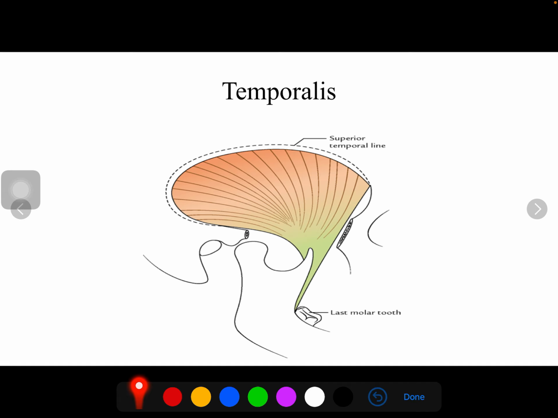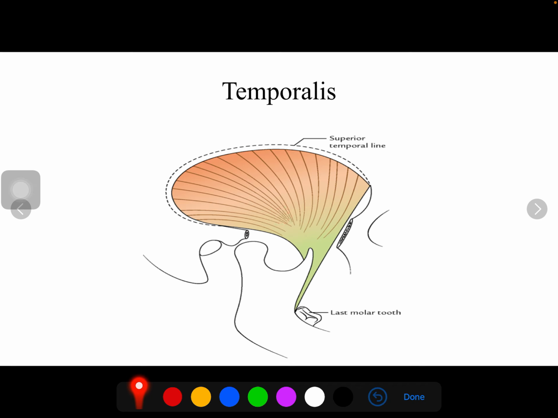The next one is the direction of the muscle fibers of temporalis. The first one is the anterior fibers, which run vertically downward to converge in the tendon. The second one is the middle fibers, which run obliquely to converge in the tendon. The third one is the posterior fibers, which run horizontally forward to converge into the tendon.